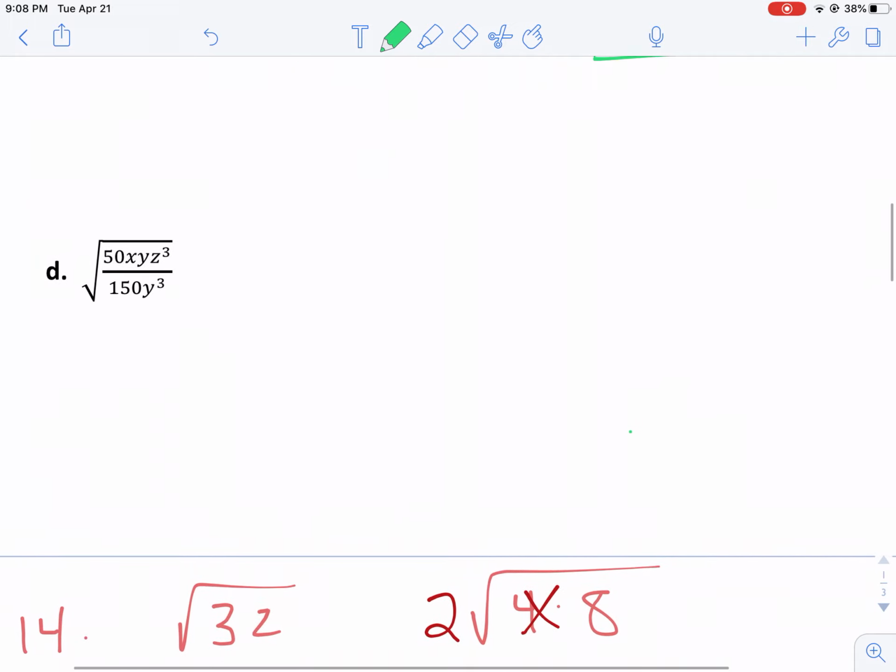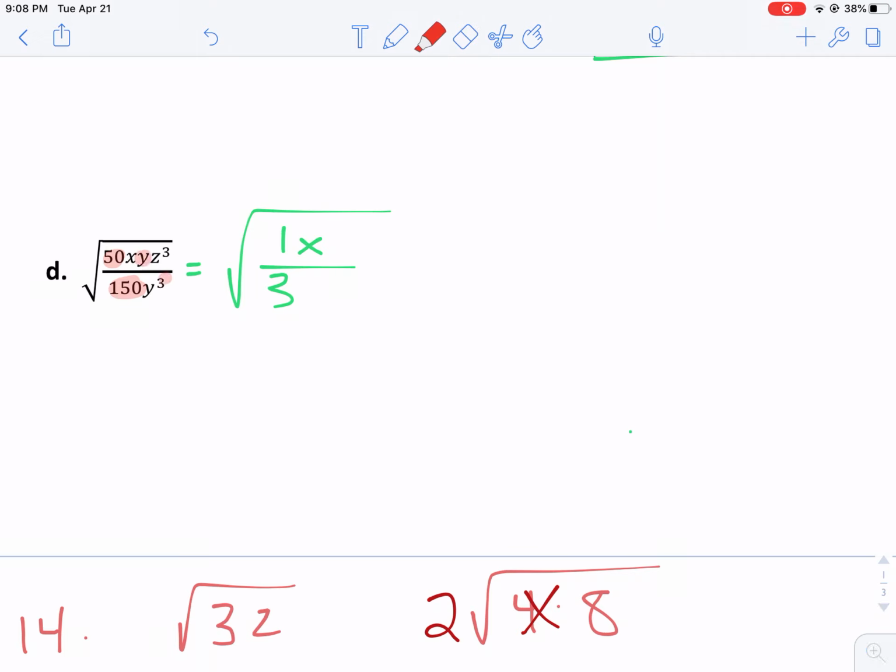All right, D looks a little bit more complicated. What I would recommend if you have a situation like this where there's a lot of values under a radical is see if we can simplify inside of there first. So 50 over 150, well, that simplifies to 1/3. We have an x in the numerator. Y and y to the third would simplify to y squared in the denominator. And then we have that z to the third in the numerator. Okay, so we can simplify that quite a bit.